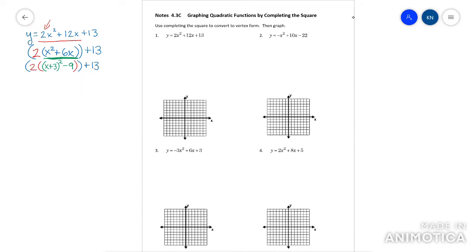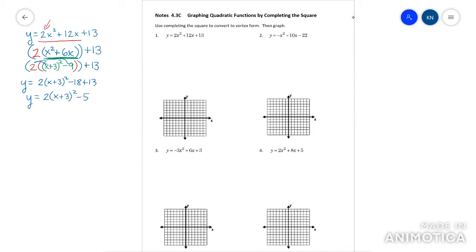But that's by far the hardest part, knowing where to put your parentheses and what to group and what to distribute, because now I'm going to distribute this 2 to the x plus 3 squared and to this minus 9. So this equation is going to look like this: 2 times x plus 3 squared minus 18 plus the 13 at the end. So my final equation is 2 times x plus 3 squared minus 5.